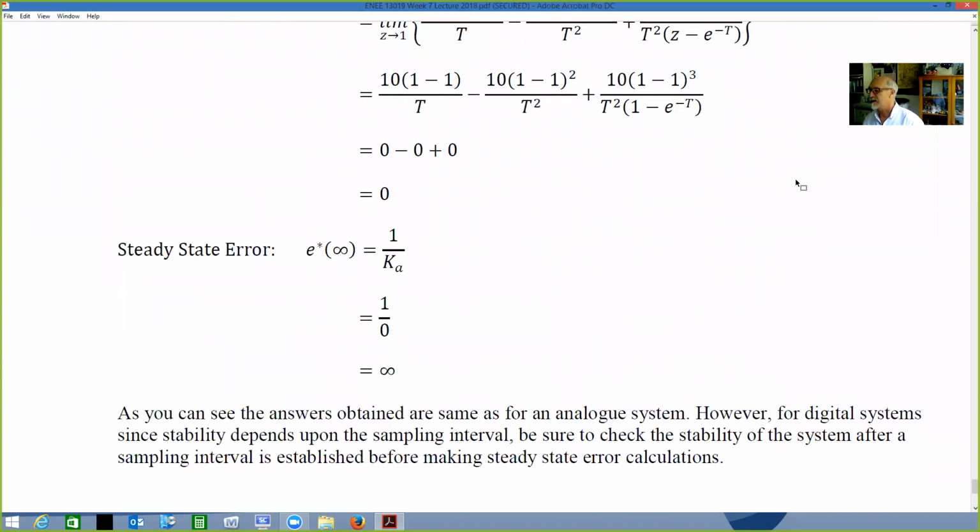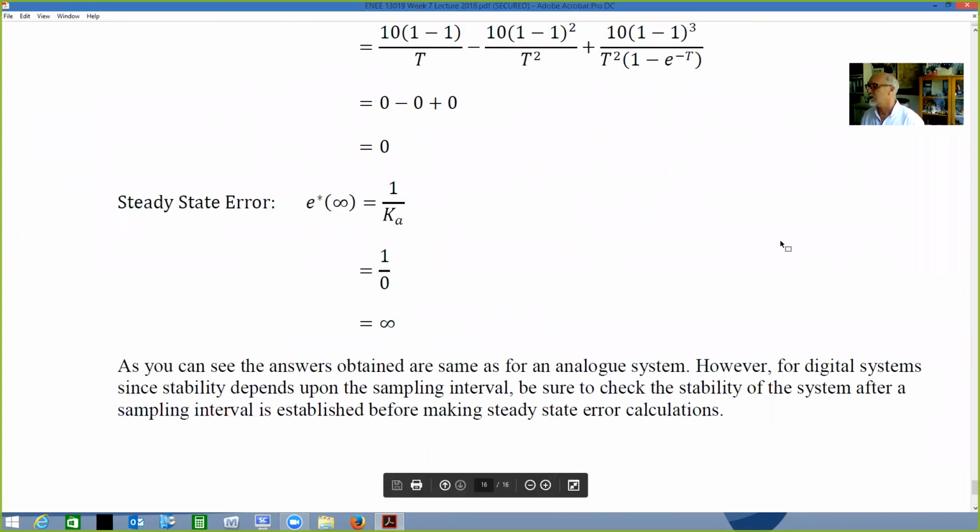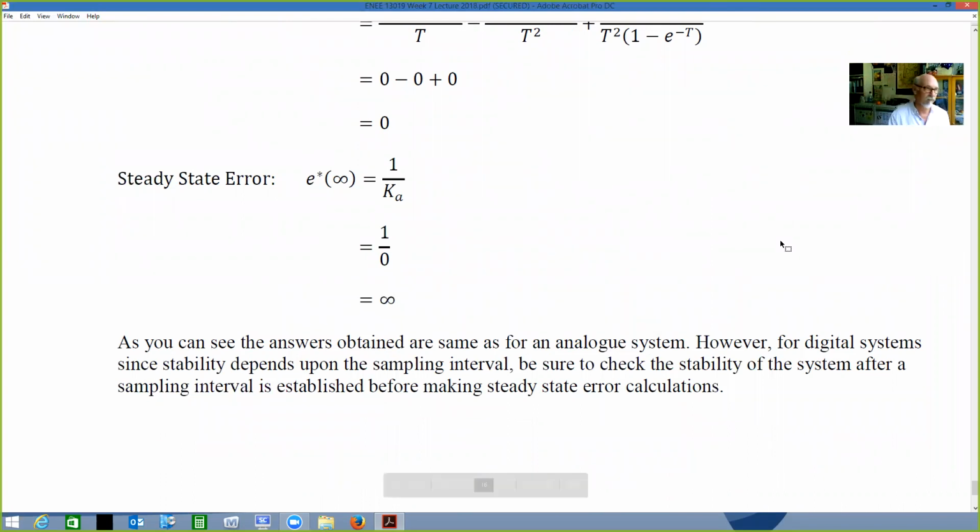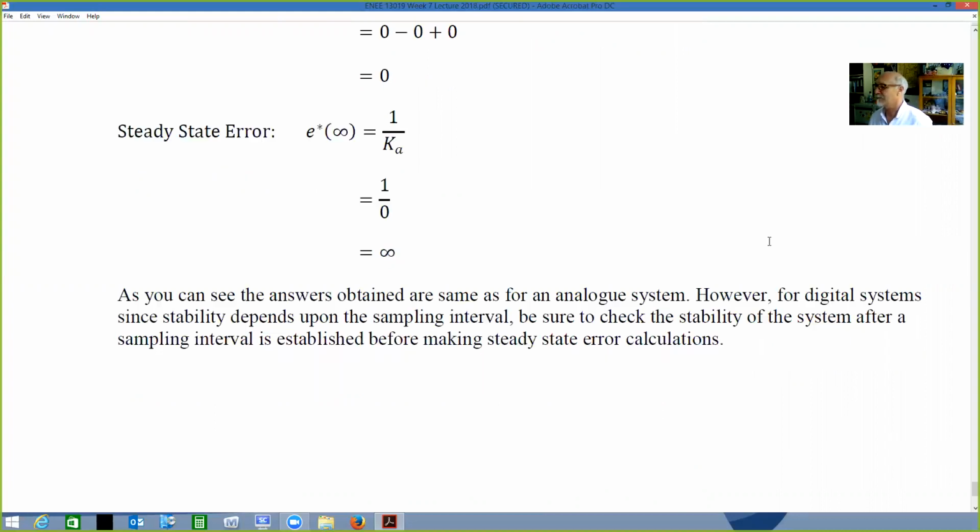So as we go through, we end up with a way to go about calculating steady state errors not only for analog systems, but for digital systems. And as you can see, the answers obtained are the same as for an analog system. However, for digital systems, since stability depends upon the sampling interval, be sure to check the stability of the system after a sampling interval is established before making steady state error calculations. In other words, we want to make sure that your sampling rate is ensuring that the system is stable. Because otherwise, what's the point of trying to calculate steady state errors? You're wasting your time because the system will be unstable.